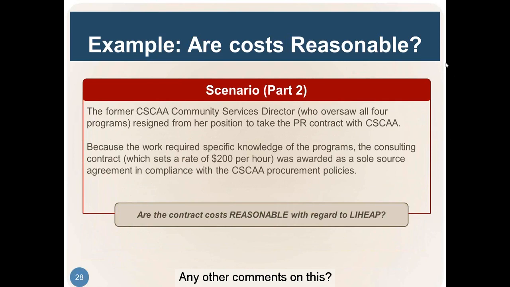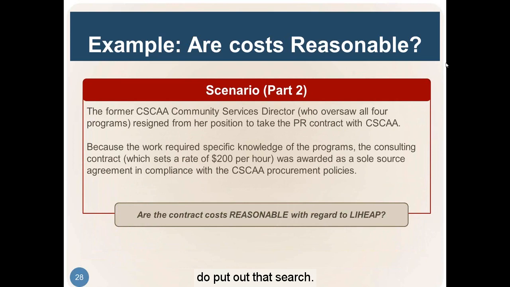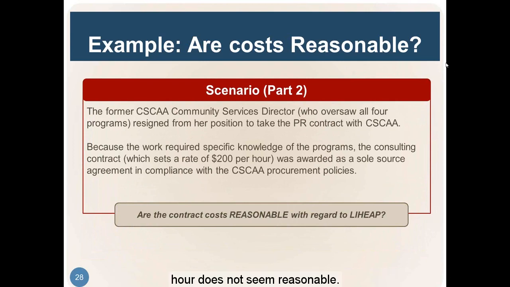Any other comments on this? Yeah, so some other folks thought it certainly could be perceived as a conflict, and they also agreed that the open competitive process might be a safer bet, because you never know what's out there until you put out that search. Another comment, which I would personally agree with, is that $200 an hour does not seem reasonable. So a lot of different things to consider.